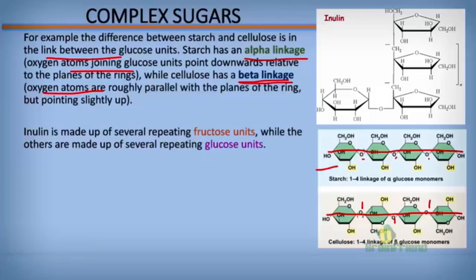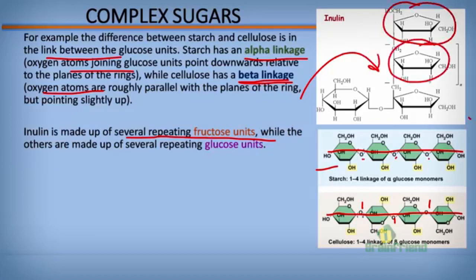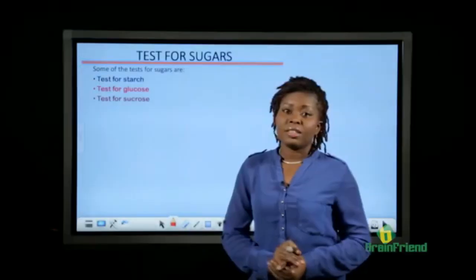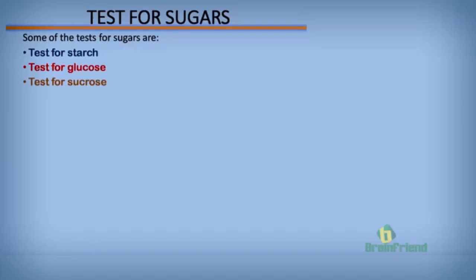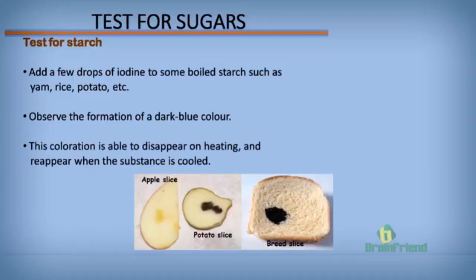Inulin, on the other hand, is made up of several repeating fructose units. As you can see, these are all fructose units, and several of them come together to form inulin. Now, there are lots of tests available for testing sugars. For our class, we'll be looking at the test for starch, test for glucose, and test for sucrose. When testing for starch, most times we make use of the iodine test.